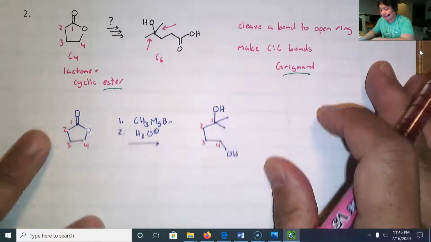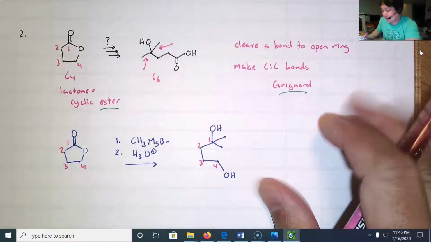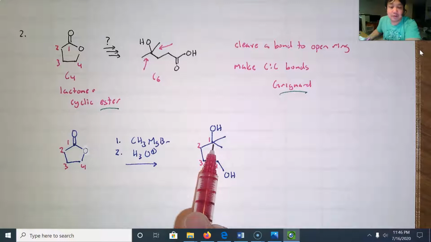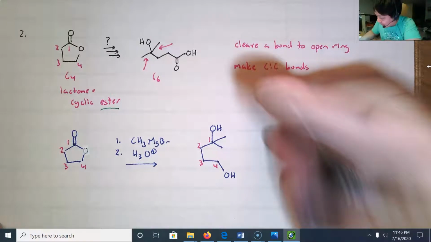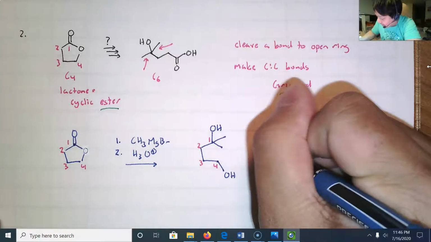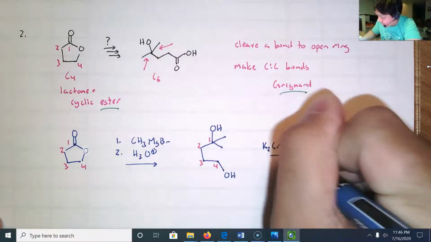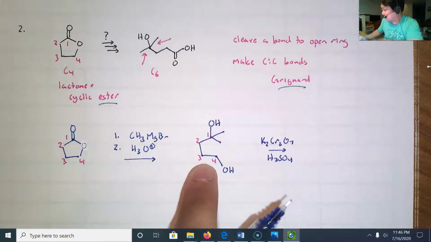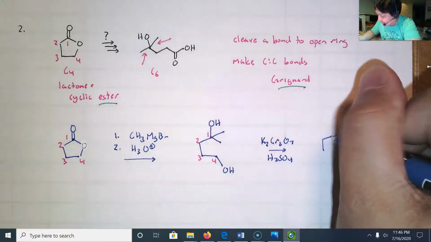Are we near the product? We're almost there. We could oxidize it, and you notice that this is a tertiary alcohol. Tertiary alcohols cannot be oxidized, but primary alcohols can. And here we're going to use, I'm partial to potassium dichromate with sulfuric acid. This is Jones oxidation. You're going to oxidize the primary alcohol all the way up to the carboxylic acid.